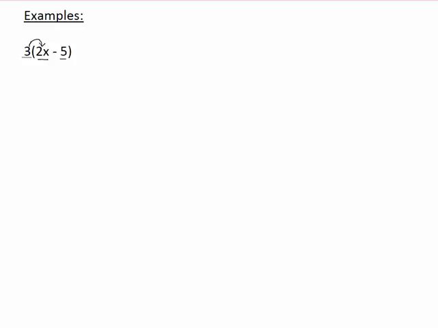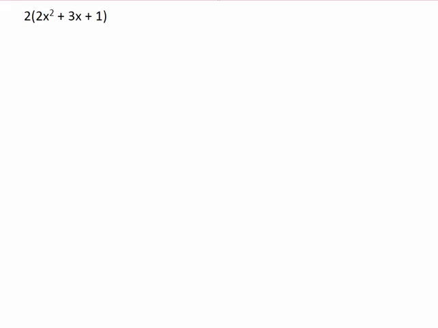So we would do 3 times the first term and 3 times the second term, which is going to give us 6x, because we know we multiply 3 only by the numerical coefficient, and then 3 times our 5 is going to give us minus 15.